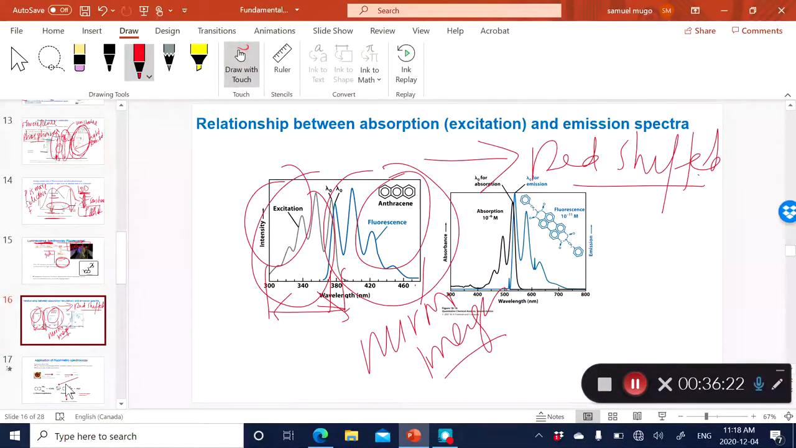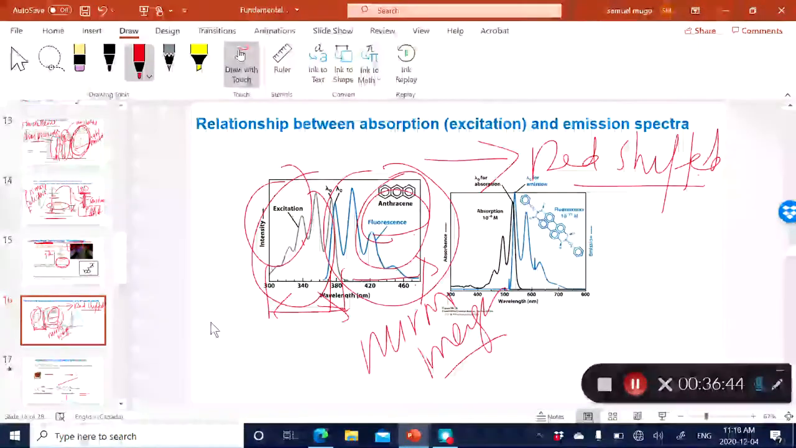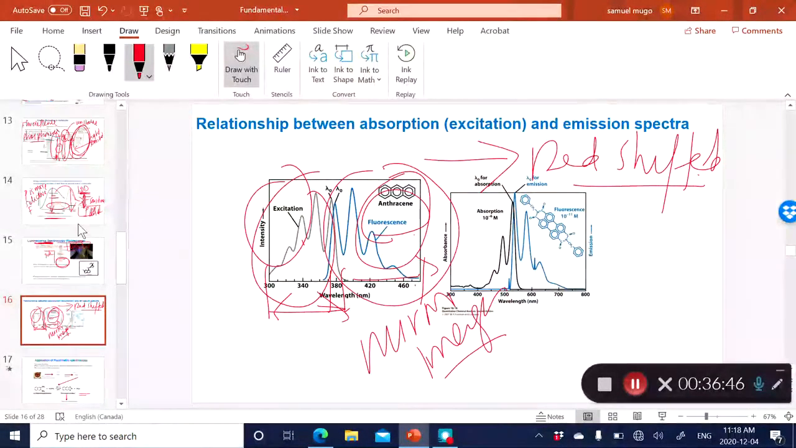So remember that fluorescence is always of lower energy than absorbance, because some of the energy is actually lost from radiationless relaxation in the vibrational levels. So light never gets emitted if relaxation is within the vibrational levels. Light is only emitted if the transition is within electronic levels.